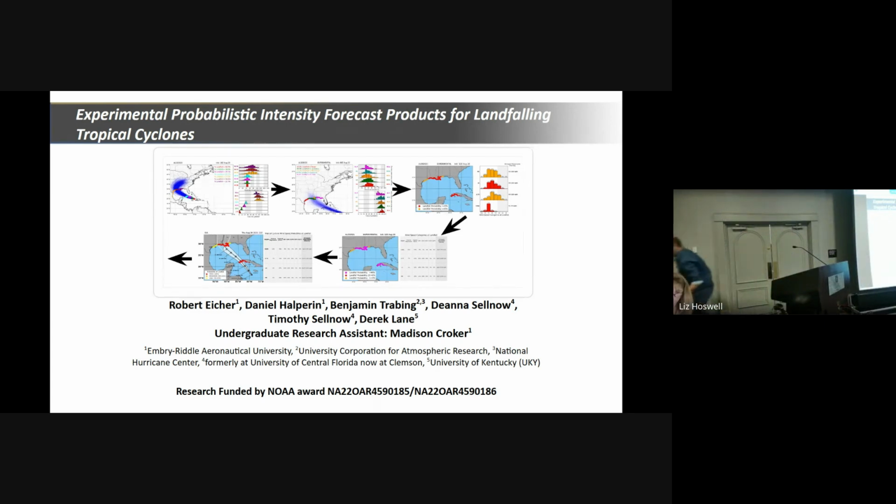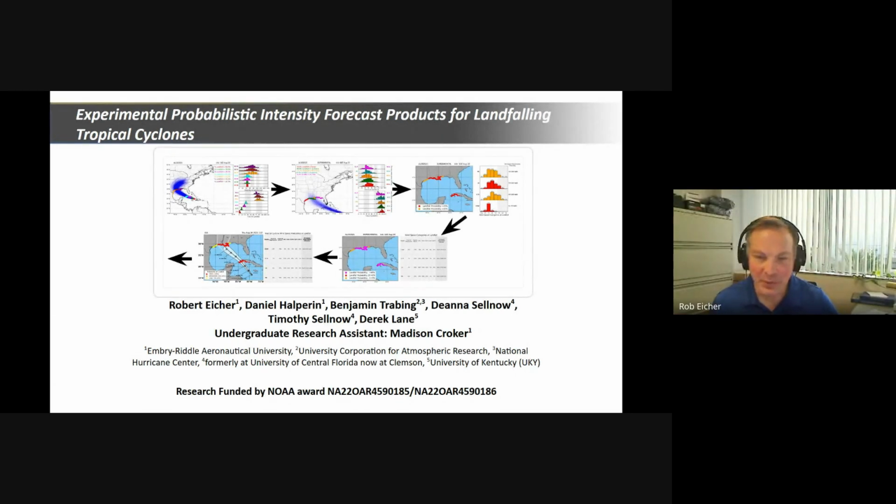All right, thank you. Again, my name is Rob Eicher from Embry-Riddle Aeronautical University in Daytona Beach. This project is basically a social science project designed to see what works and doesn't work when trying to communicate some of those probabilities from the WSP that Kate was just talking about. Our research team is a mixture of meteorologists, communication scholars, and an undergraduate research assistant who's a little bit of a mix of both. Next slide, please.